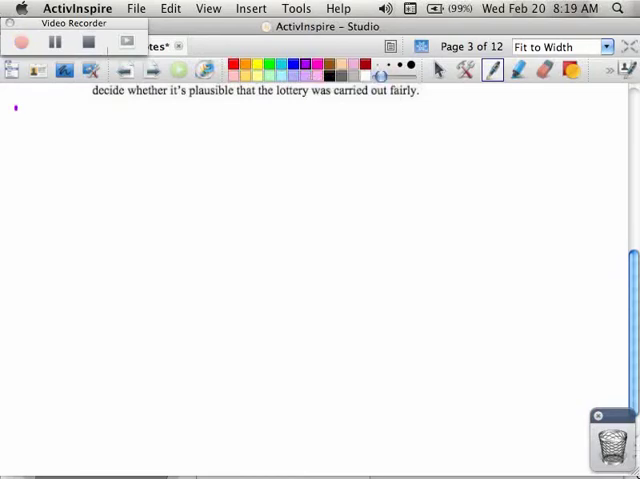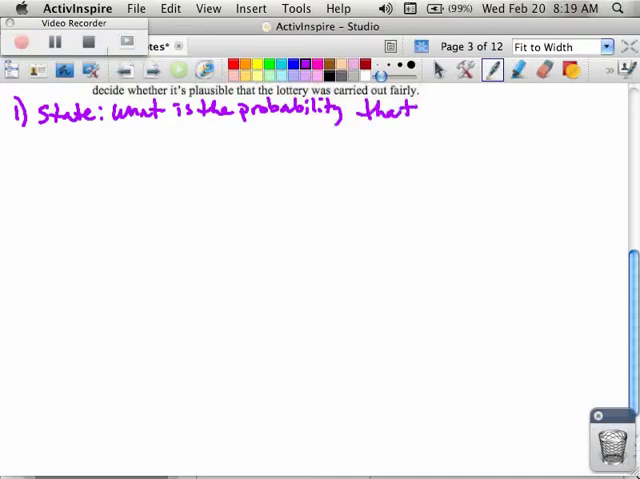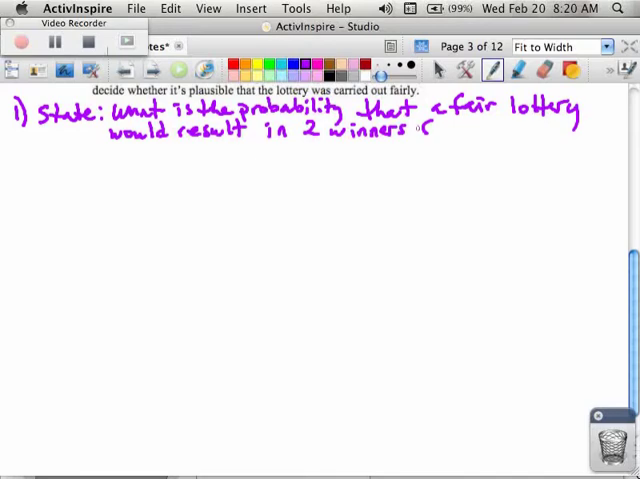Step number 1. We're going to state what's of interest. So that would mean something like, what is the probability that a fair lottery, that word fair is very common in statistics, would result in 2 winners from the AP class.